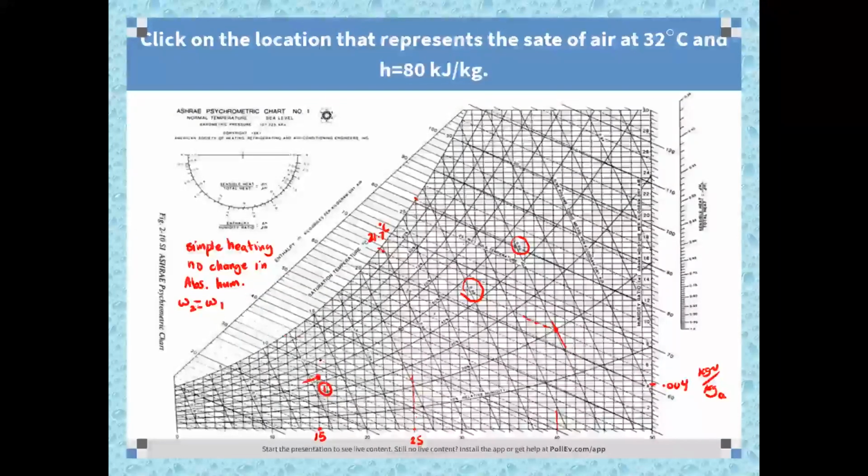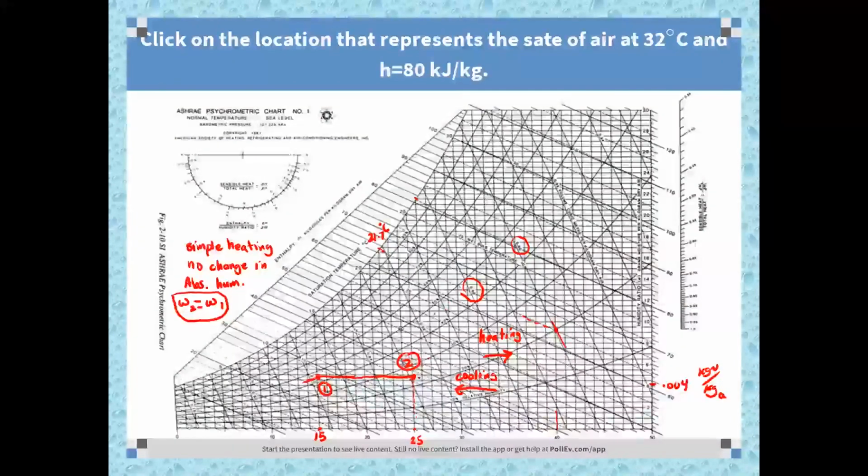So when omega 2 is equal to omega 1, the process is a straight horizontal line to the new state, state 2. This is heating. So heating from left to right because the temperature increases. Cooling is from right to left, temperature decreases. Whenever we have simple heating or simple cooling, it means omega does not change. If you have humidification or dehumidification, then omega does change.